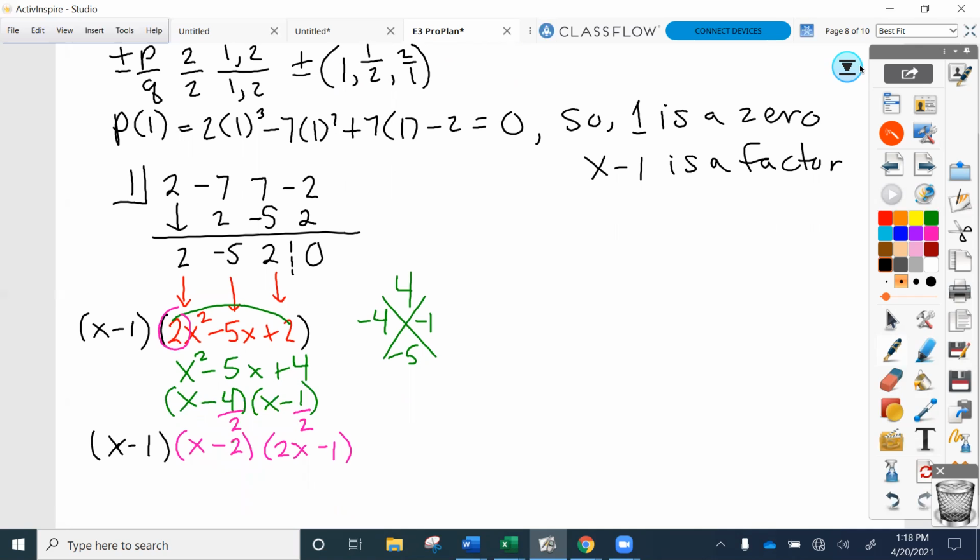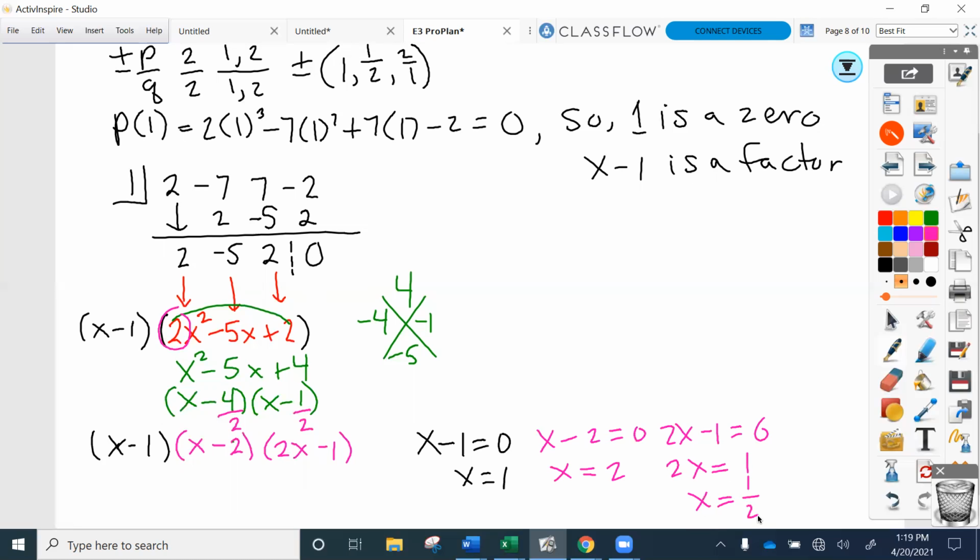So now we're just going to set each of these equal to 0. X minus 1 equals 0. X minus 2 is 0. And 2x minus 1 is 0. So here we already knew that this was 1, right? We found that earlier with the p and the q. Here we'd get x is equal to positive 2. And here we would get 2x is equal to 1. And then finally, x is equal to 1/2. So those are our 3 solutions.